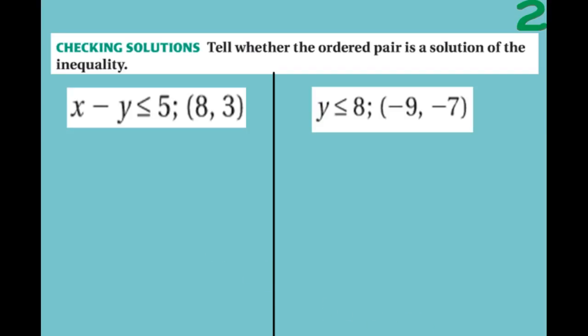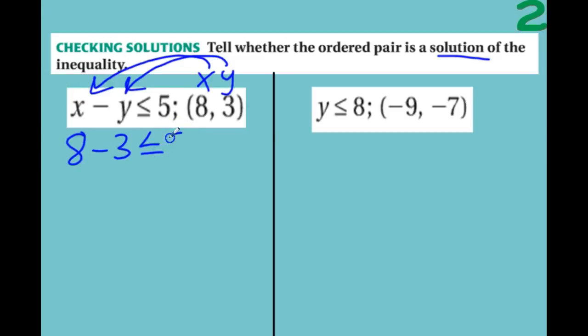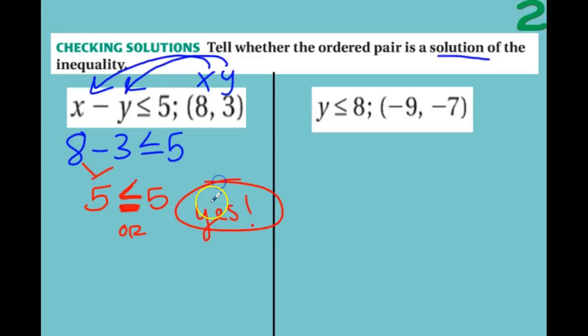Here they're giving us 1 point, and they just want us to tell whether it's a solution of the inequality, yes or no. So all we're going to do is plug in x and y. x is 8, minus y, which is 3. We need to see, is that less than or equal to 5? Well, 8 minus 3 is 5. So it says 5 is less than or equal to 5. Notice the key words in there: less than or equal to 5. It's not less than 5, though 5 is equal to 5. So yes, that one is a solution.